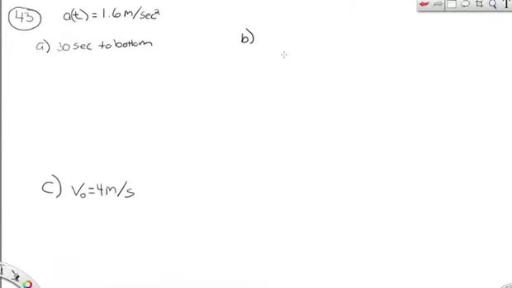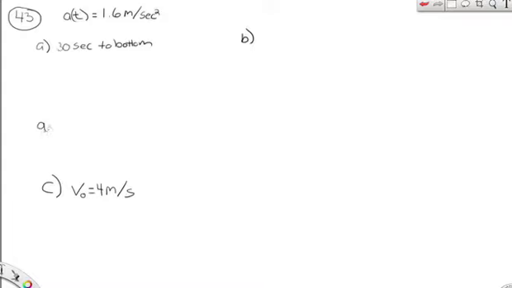You might want to pause and read 43 at this point if you haven't already done so. Okay, so on the moon, it says the acceleration due to gravity is 1.6 meters per second squared. So what they're telling me is a constant 1.6 meters per second squared. So that is the equation for acceleration.